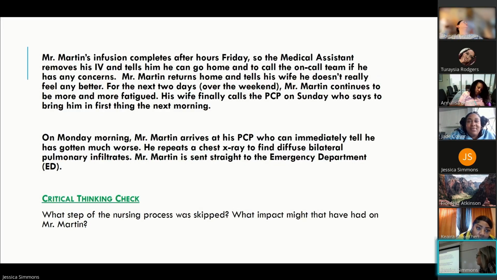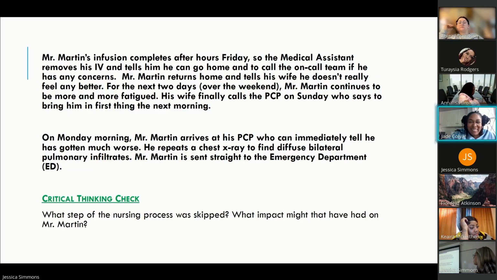On Monday morning, Mr. Martin arrives at his PCP, who can immediately tell he has gotten much worse. He repeats a chest x-ray to find diffuse bilateral pulmonary infiltrates. Both sides. Diffuse meaning everywhere. This sounds like a lawsuit. This sounds terrible. Mr. Martin is sent straight to the ED. He should have been sent to the ED last week.